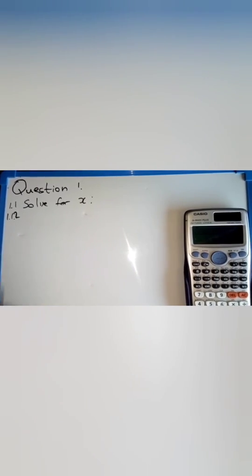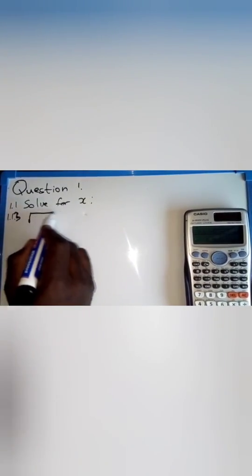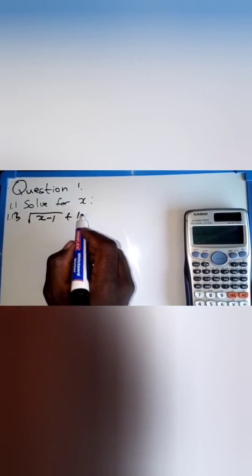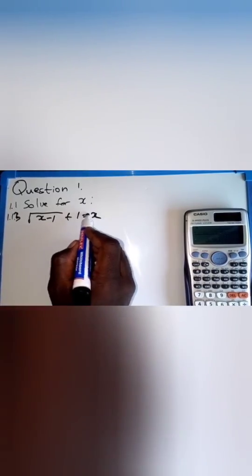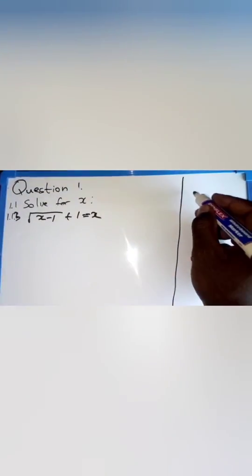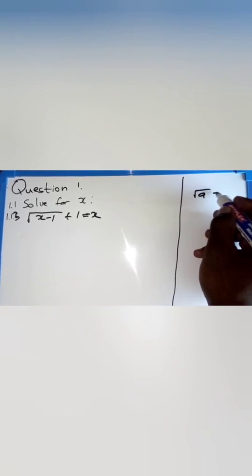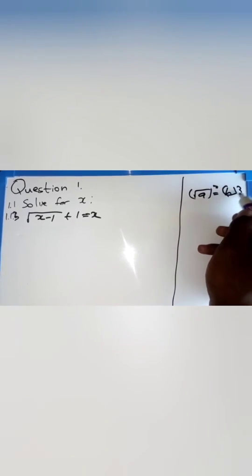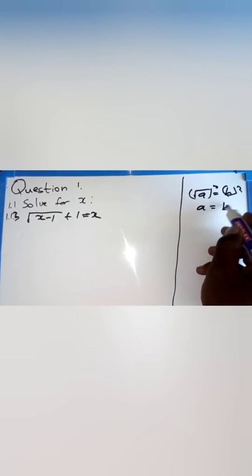Alright, cool. Moving on to question 1.1.3. Question 1.1.3, you've got square root x minus 1 plus 1 is equals to x. Once again, you have to know how to get rid of the square root. Like I showed you in the previous video, if you have square root a number here is equals to b, to get rid of the square root, you square both sides. So you will have a is equals to b squared.